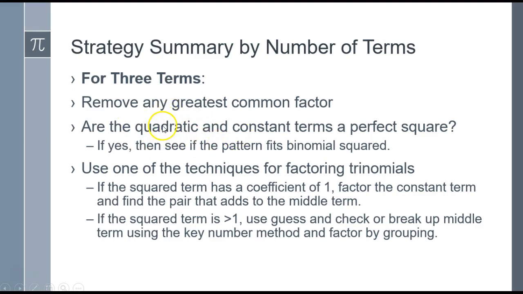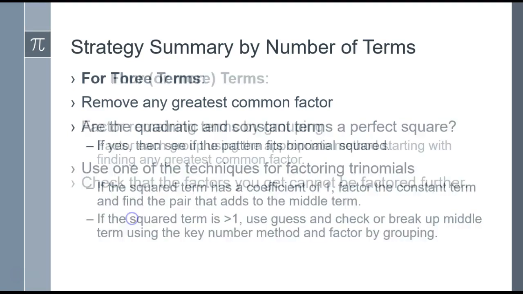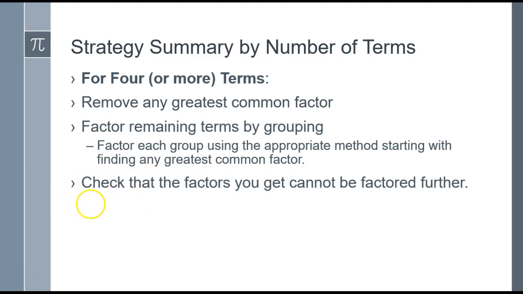But even if you don't do this step, you can always just go to one of the techniques for factoring trinomials. So if the squared term has a coefficient of 1, that's a little easier. If it's more than 1, you can use guess and check or break up that middle term and turn it into a grouping problem.